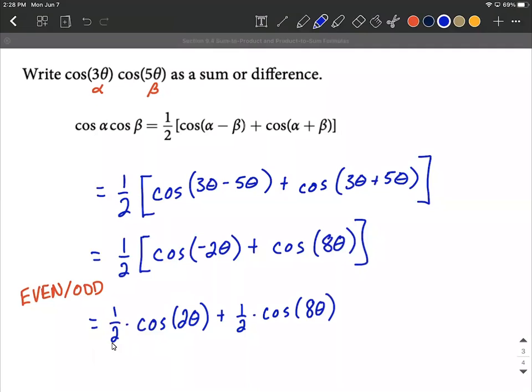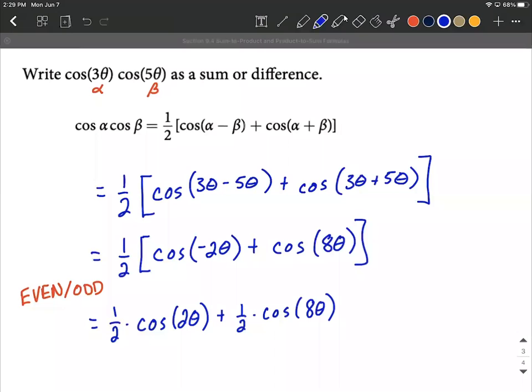Now, you're not allowed to bring these 1/2s to the inside of this function. So like this 1/2 and this 2 theta, the 2s don't get to cancel out. Same thing with the 8 and the 1/2. Leave these separate, because the 8 is inside of a function, whereas the 1/2 is not inside the function. So let's leave our final answer just like this, the best answer we can get to.